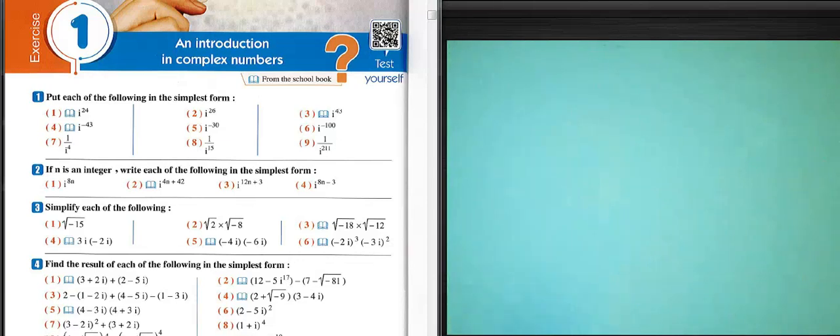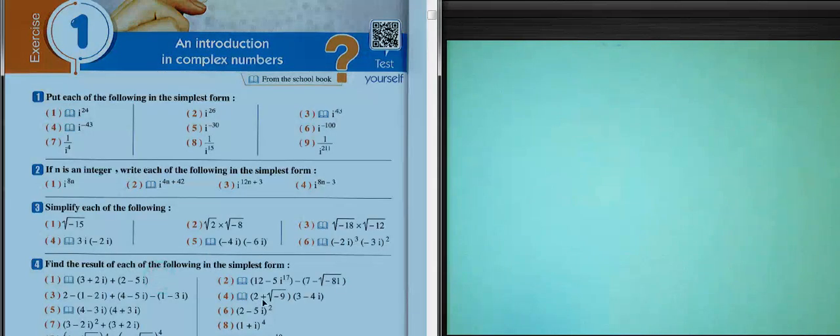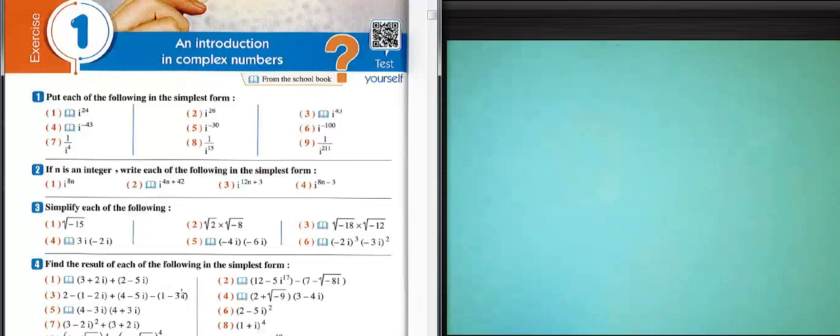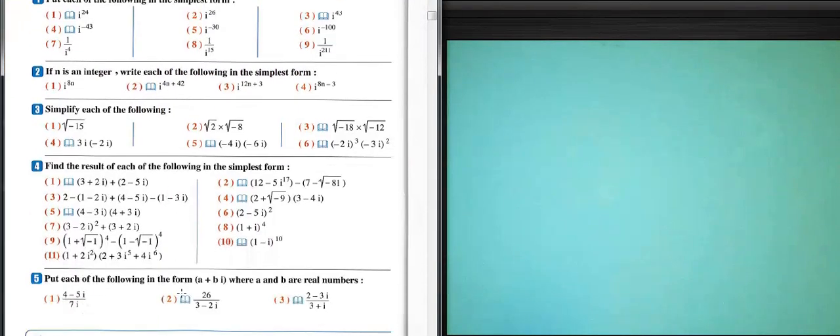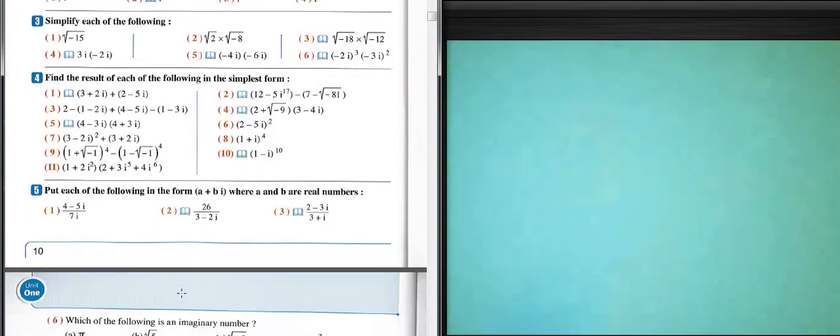Today we will complete lesson 1, introduction to complex numbers, starting with question 4. Look at with me. Find the result of each of the following in simplest form. We reached question 4. Number 1 we solved, and 2, 3, 4, all questions we solved in the last video.